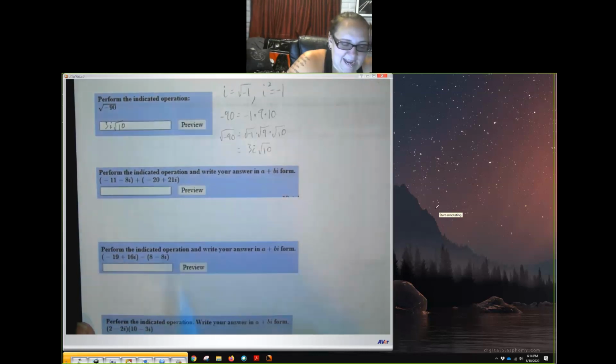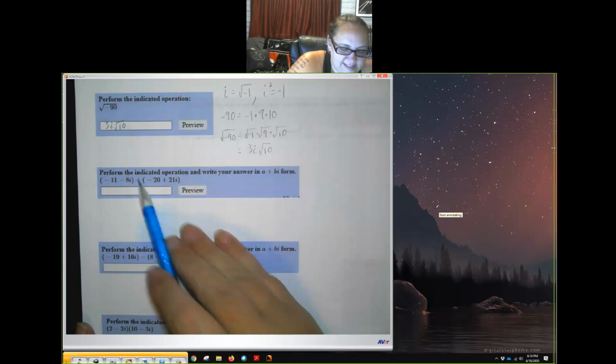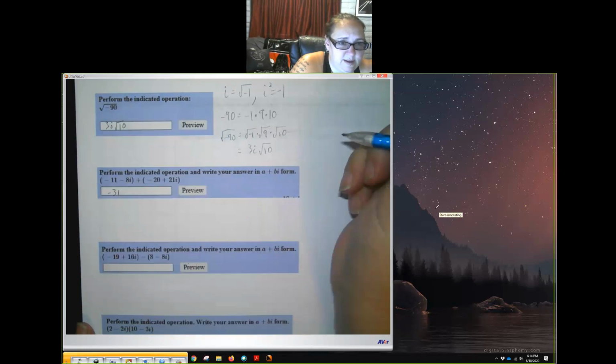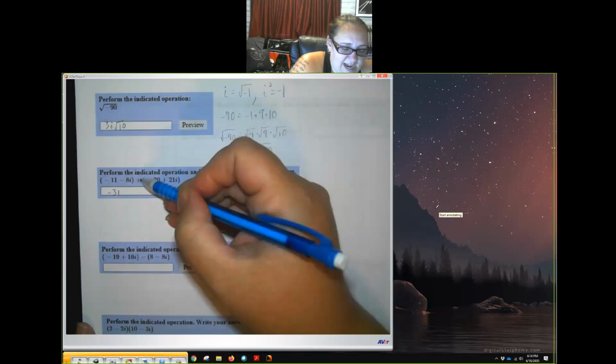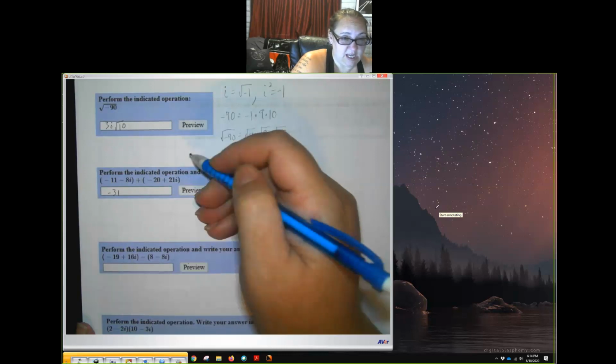So when I'm adding, I'm just going to combine like terms. So negative 11 plus negative 20 is negative 31. And a negative 8i plus 21i is 13i.